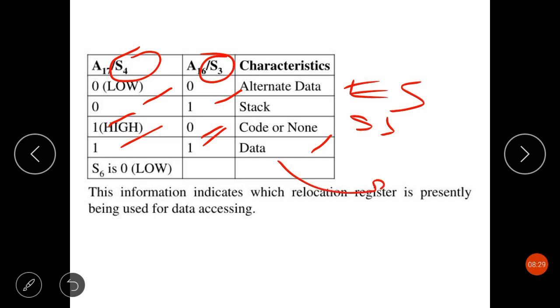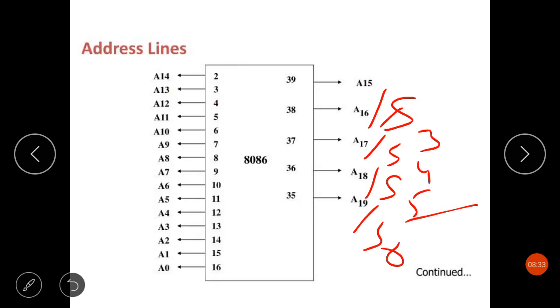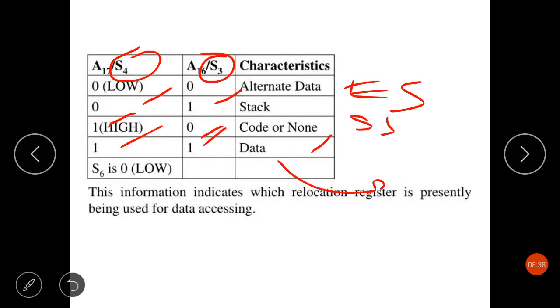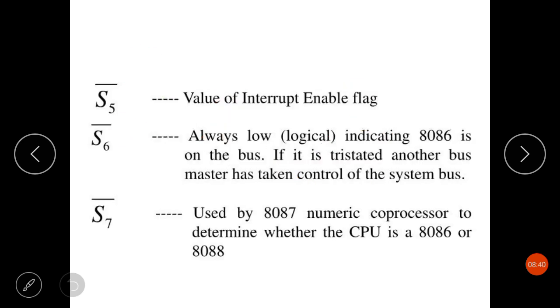S5 gives the current setting of the interrupt flag. S6 is always logically 0, indicating that the 8086 microprocessor has control of the bus. If S6 is tri-stated, another bus master has taken control of the system bus. I'll discuss S7 in my next slide later.